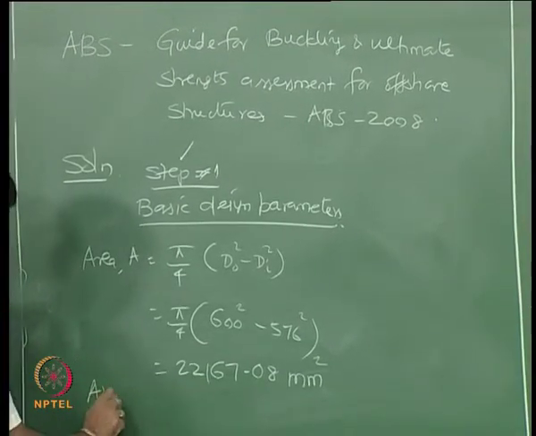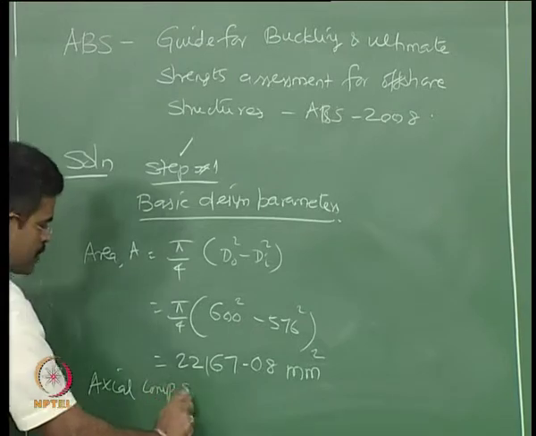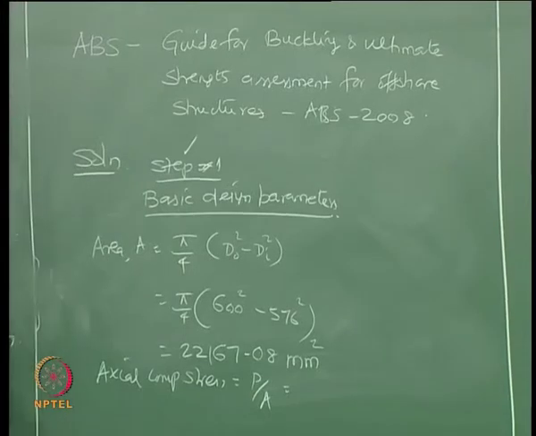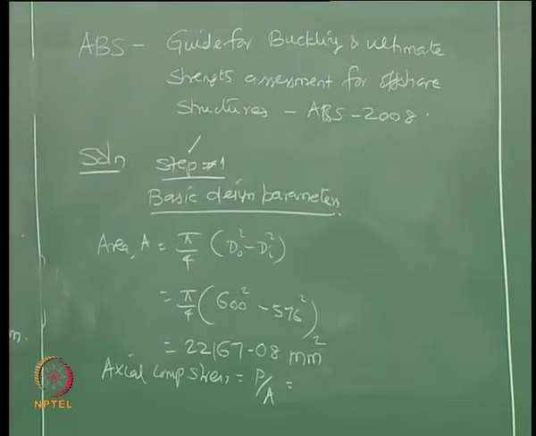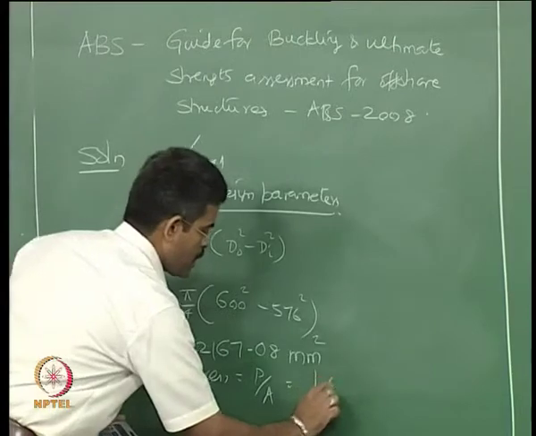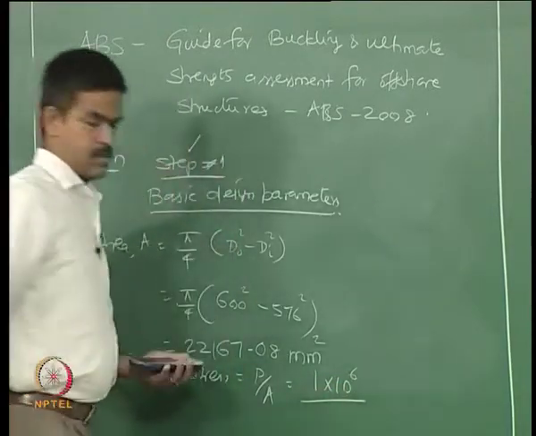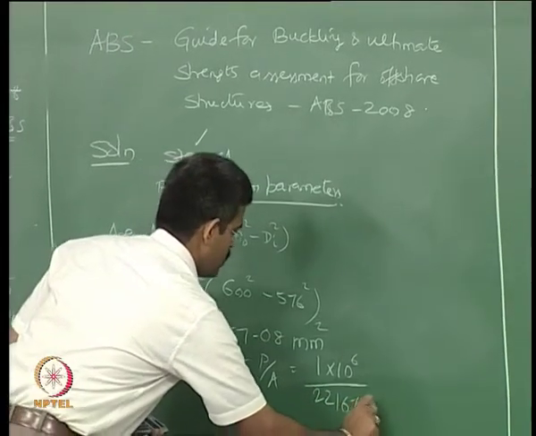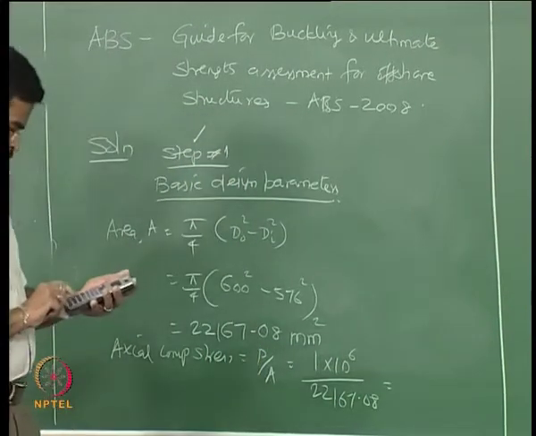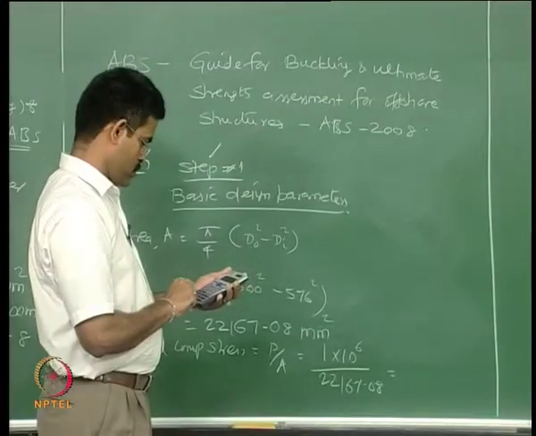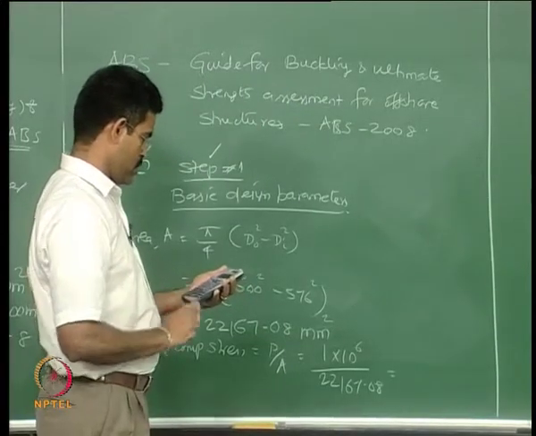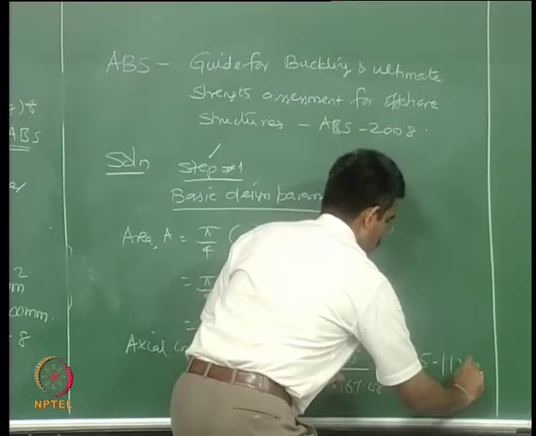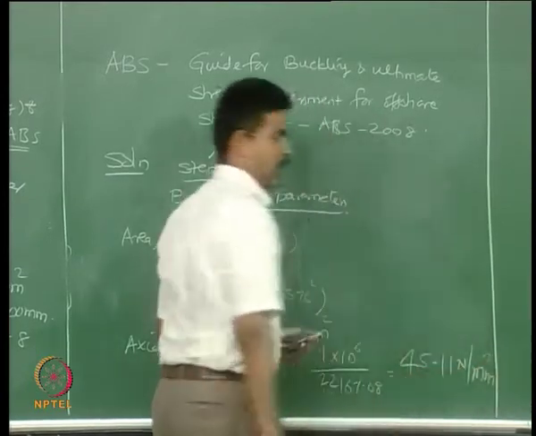Now I can find the axial compressive stress, which is nothing but P by A. So P is given to me as 1 meganewton, so 10 power 6 Newton, and 22167.08, which is 45.11 Newton per mm square.